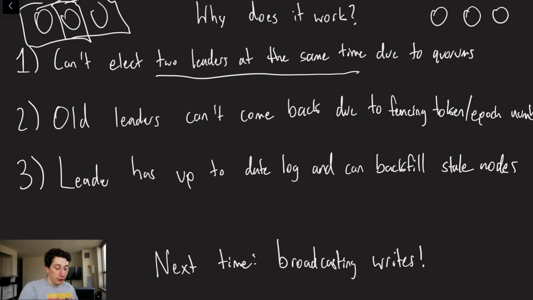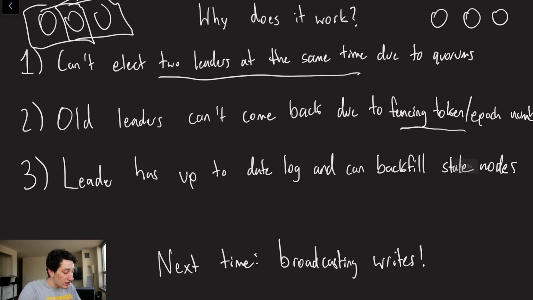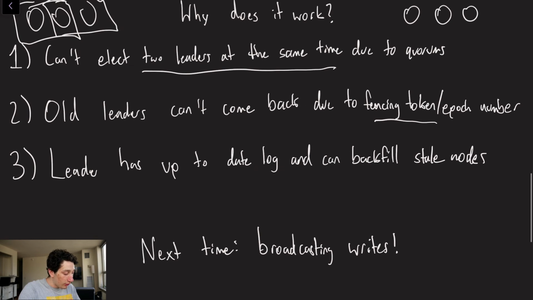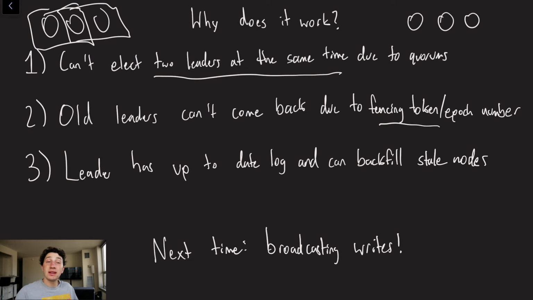In addition, for number two, old leaders cannot come back due to this fencing token, or epoch number. What is a fencing token? Well, the fact that we have this epoch number basically means that if an older leader proposes a write with a lower epoch number than the current term, we know that it is an old leader and it shouldn't be proposing writes, and then we can say, I'm not going to accept this. That's called a fencing token. That is a term used in distributed systems where basically you assign a number to the current leader, and that way if an older leader tries to do something, you can say, well, it's got a lower fencing token, I don't care about this. And then finally, the leader has an up-to-date log and it can backfill stale nodes.